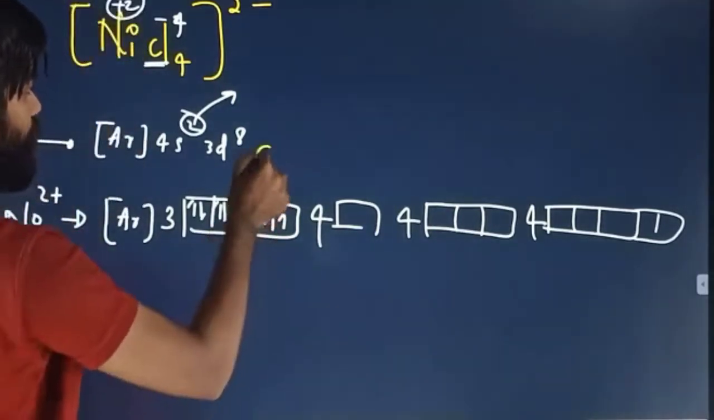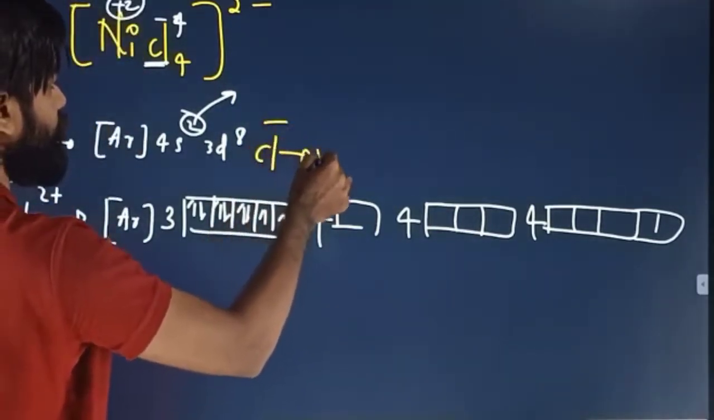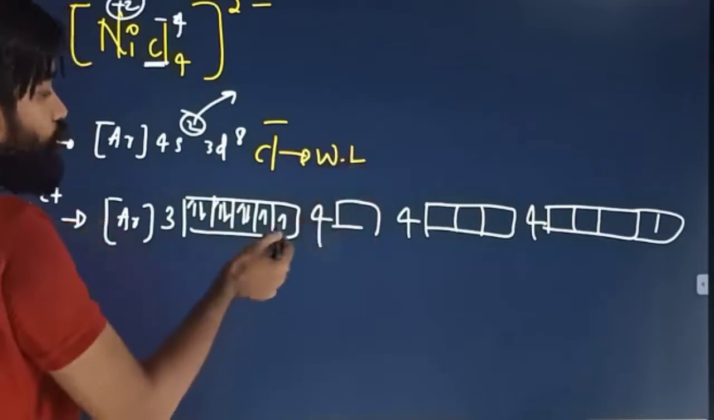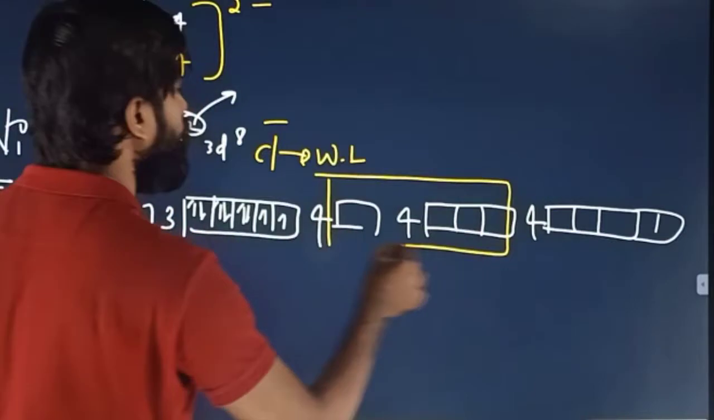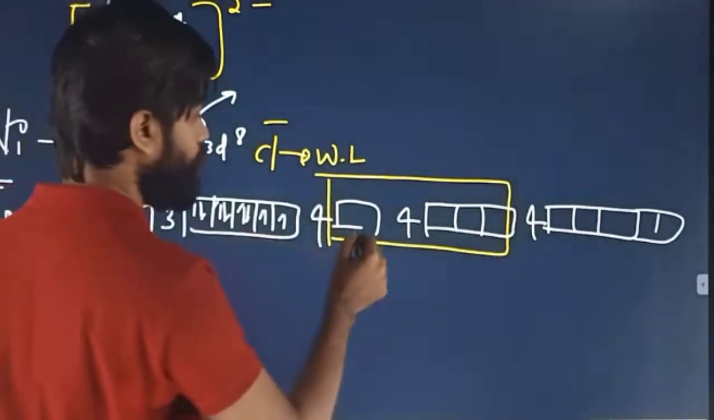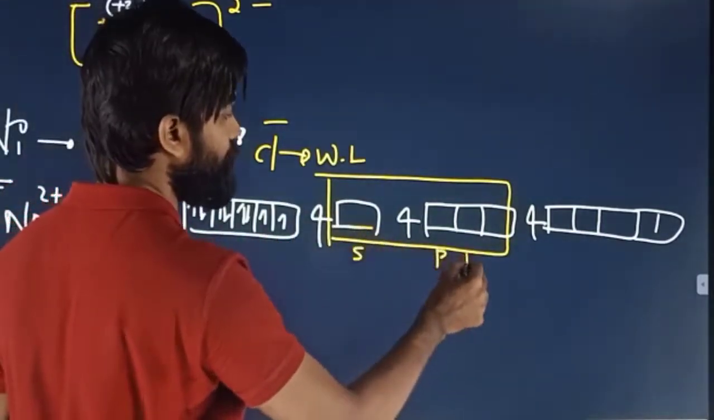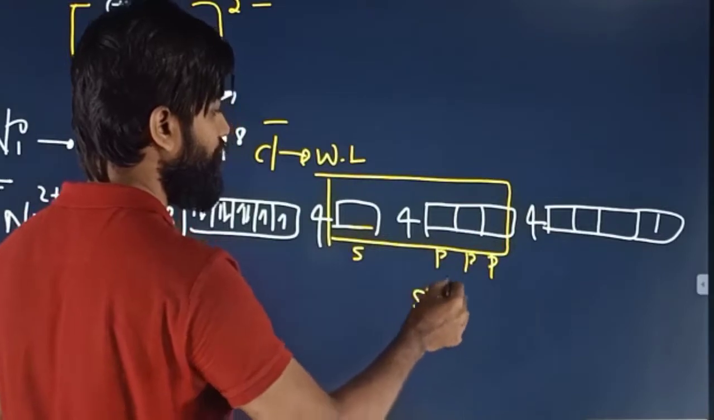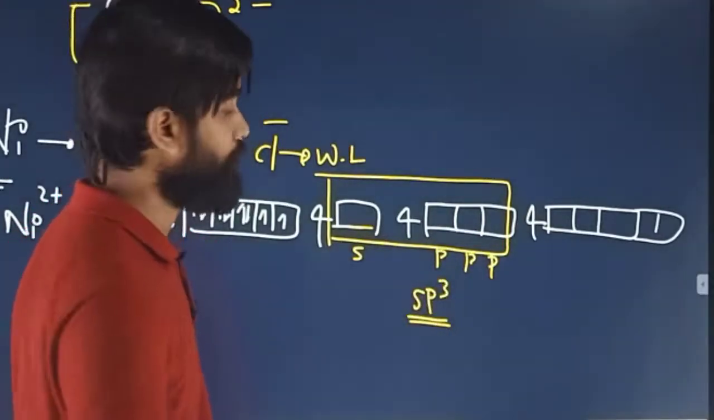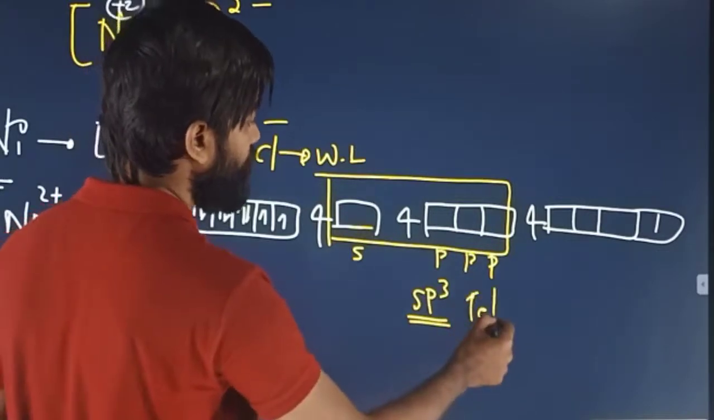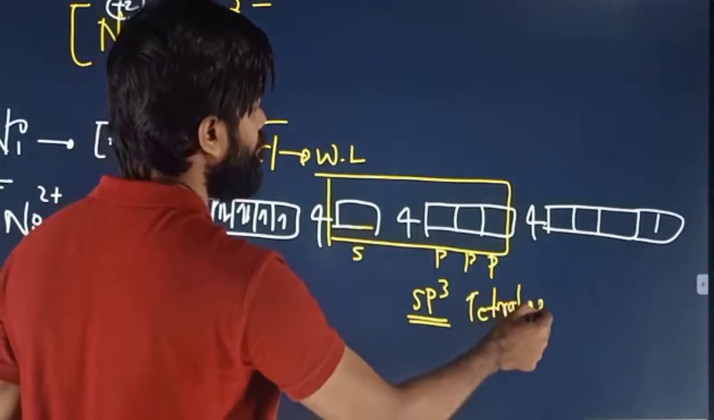What about the nature of the ligand? The ligand is Cl minus. Cl minus is a halogen. Halogen is a weak ligand, so this is not able to pair up the electrons. So this simply uses the outer orbitals, where the outer 4 orbitals are 1s and 3p's. So it undergoes sp3 hybridization to form the geometry as tetrahedral.